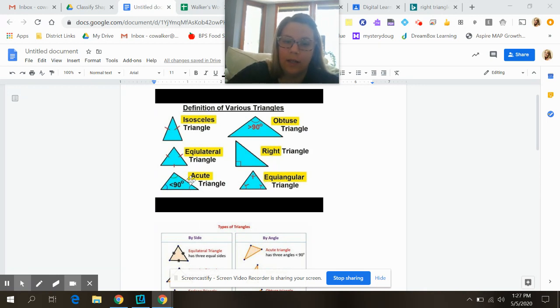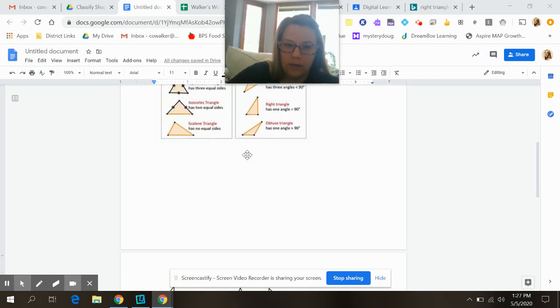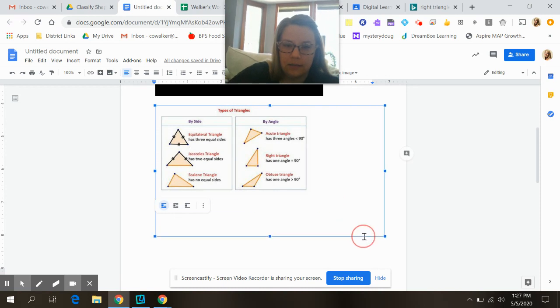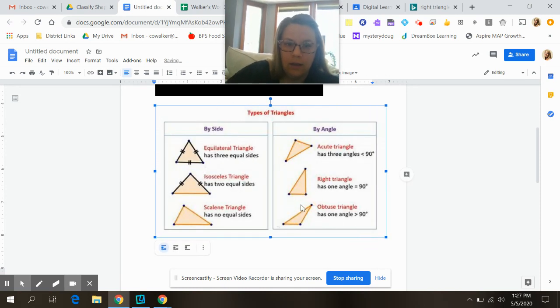So if you have an acute angle, all of them are less than 90 degrees. An obtuse angle means only one of those angles has to be an obtuse angle, which is bigger than 90 degrees. And a right triangle, same, has to only have one right angle to make it a right triangle. And this right here kind of does the same thing. It just is less busy, I guess. So you can see this is on here as well. Equal, three sides, two sides, isosceles, none, scalene, acute, right, and obtuse.